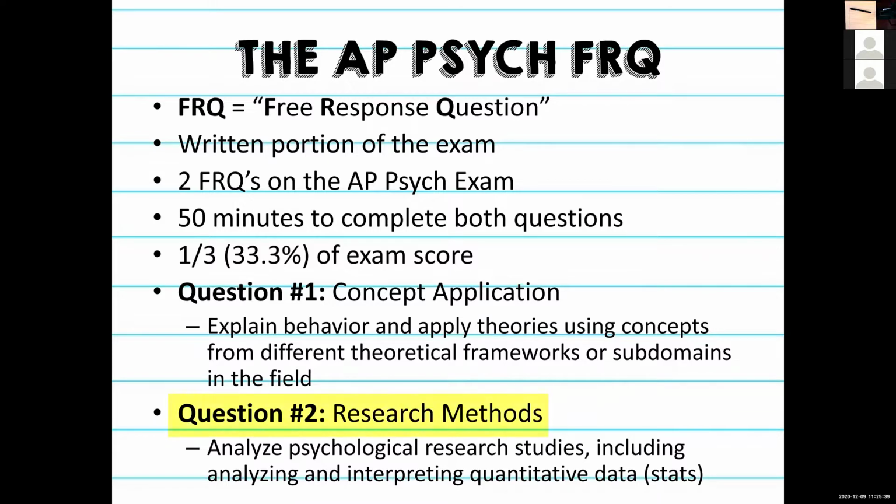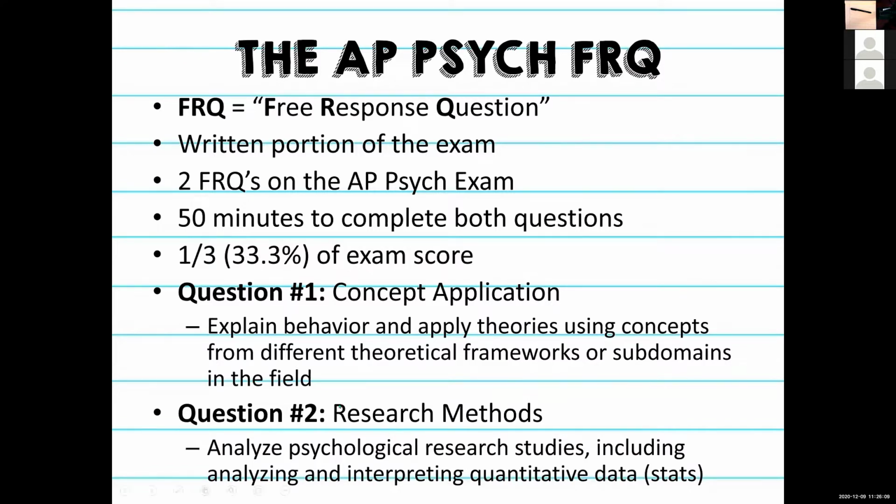Question 2, however, is always, always, always about research methods. So guess what? You already know what's going to be on the exam. This is the one thing that you already know for sure is going to be on that test. So if you haven't, you need to start every so often going back to that research methods unit and those terms, unit 2, I believe, or unit 1, and review that.